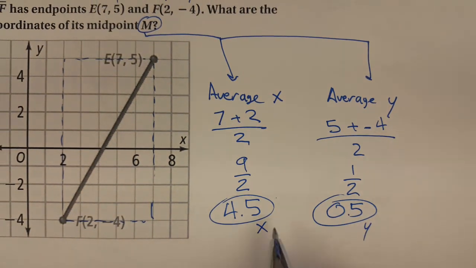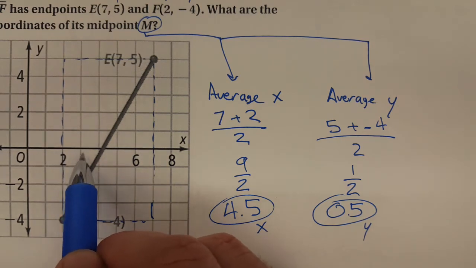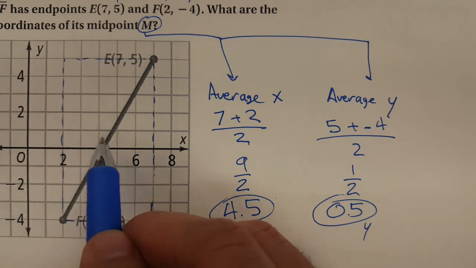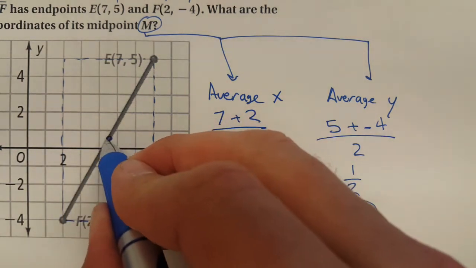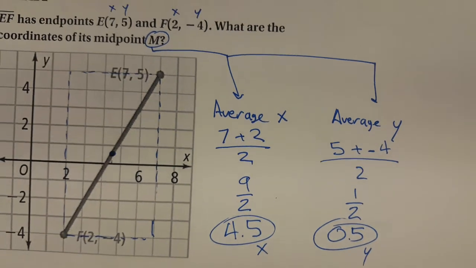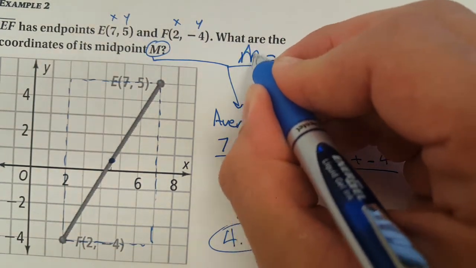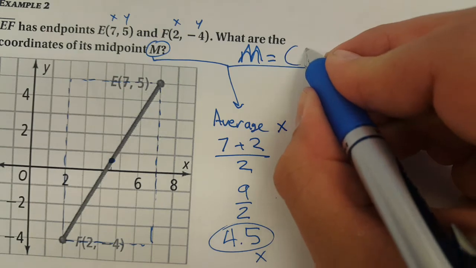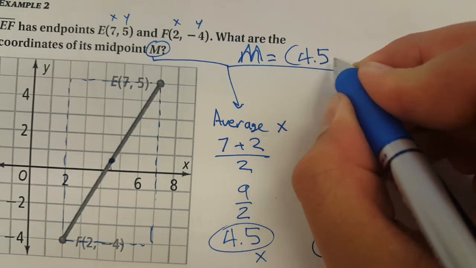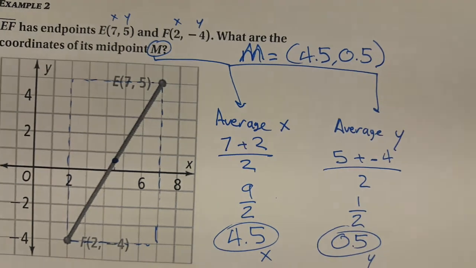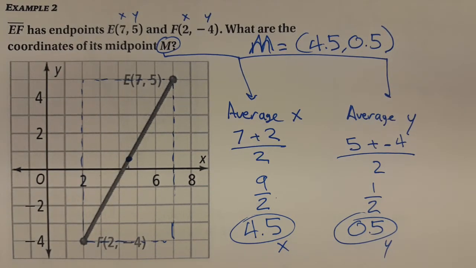So let's see here. 4.5, and then positive half. Look at that right there. There she is. Beautiful. Okay, so I better label that here. M, the midpoint, oh, capital M, my bad. Capital M is going to be 4.5, comma, 0.5. Here we go. Got them, friends. Those are the examples.